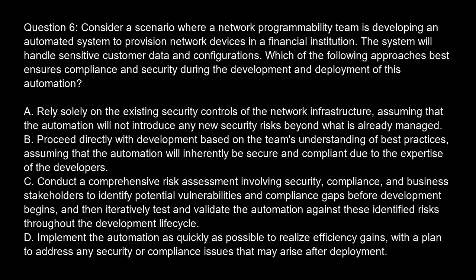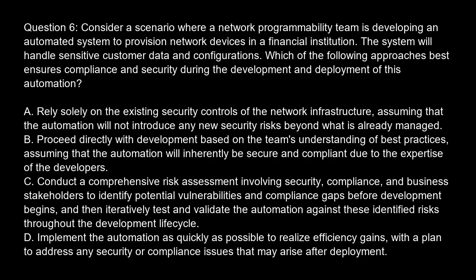Option A. Rely solely on the existing security controls of the network infrastructure, assuming that the automation will not introduce any new security risks beyond what is already managed. Option B. Proceed directly with development based on the team's understanding of best practices, assuming that the automation will inherently be secure and compliant due to the expertise of the developers.